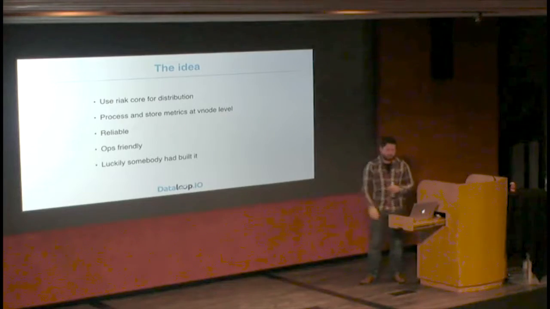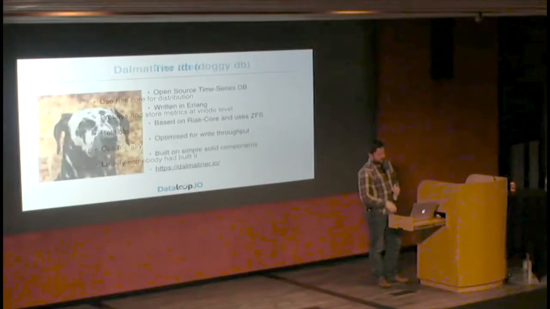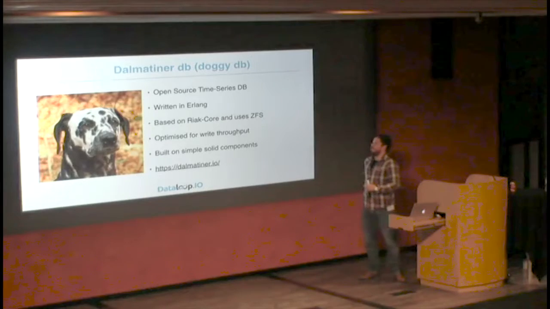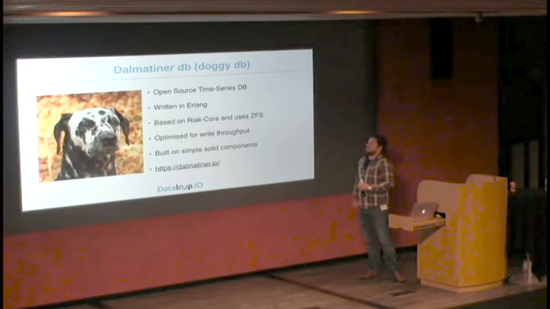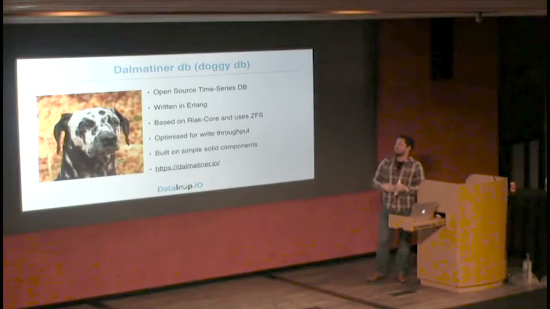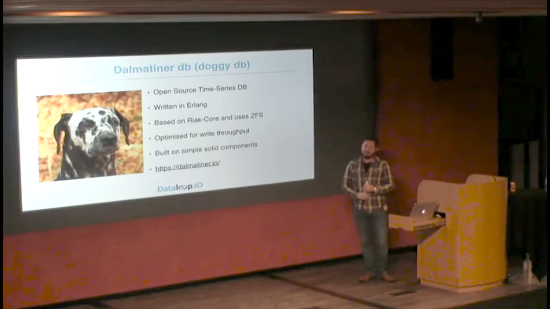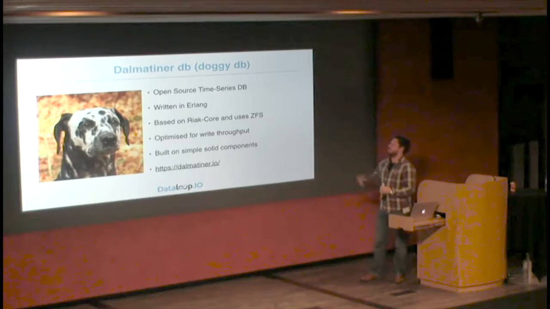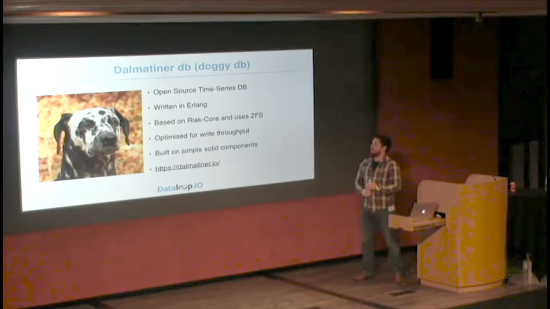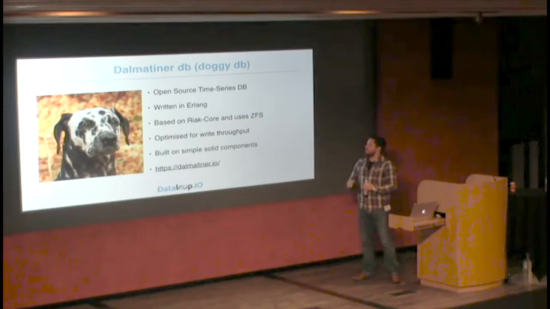We started investigating different things, but then luckily we stumbled across something that someone else had written called Dalmatiner DB. It took us a couple of months to be able to pronounce Dalmatiner DB, let alone spell it, so we ended up calling it internally DoggyDB. Yeah, an open source time series database, written in Erlang, great.